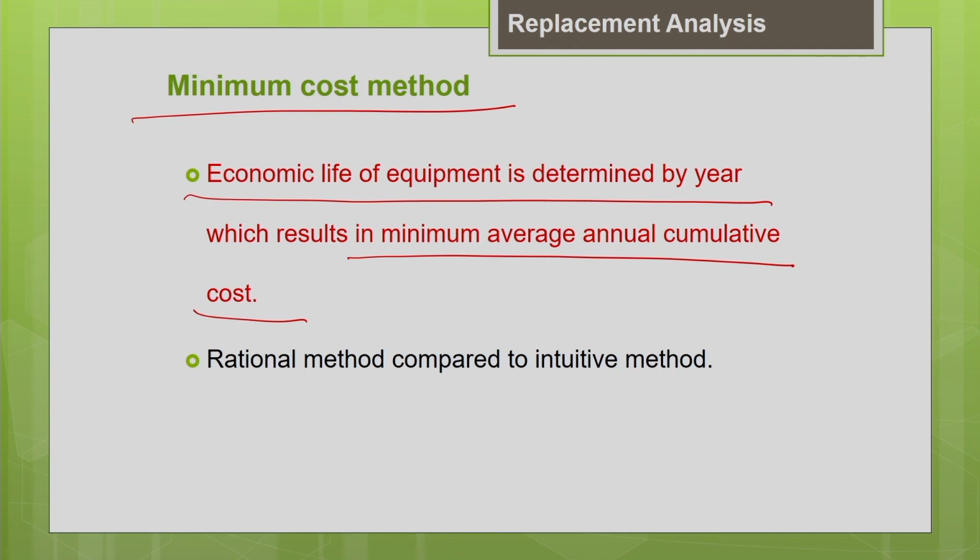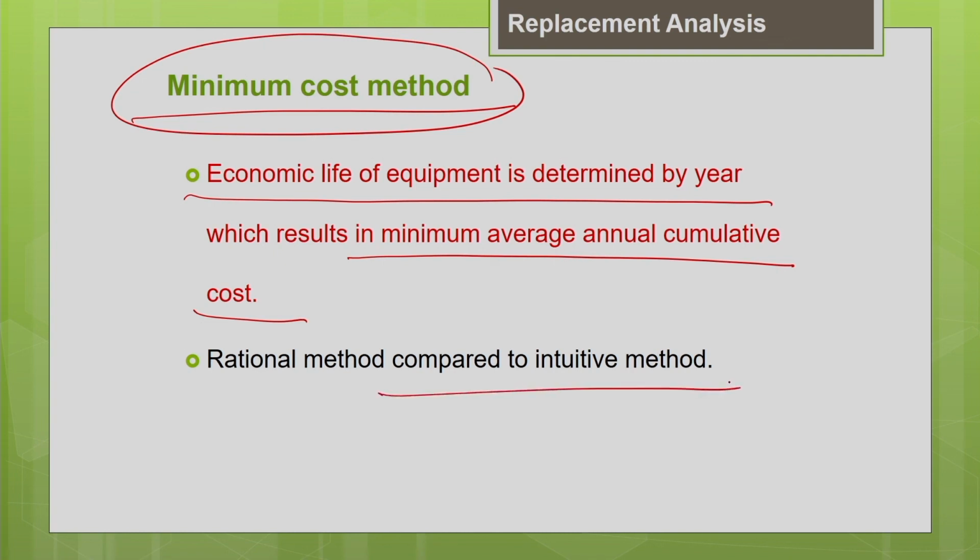Okay. So, let us see how to apply this minimum cost method and compare the defender and the challenger. So, that we have not discussed in the earlier lecture. In this lecture, we are going to see how to use this minimum cost method to compare the defender and the challenger. So, when compared to the earlier intuitive method, this will be more rational. So, let us see how it is more rational.